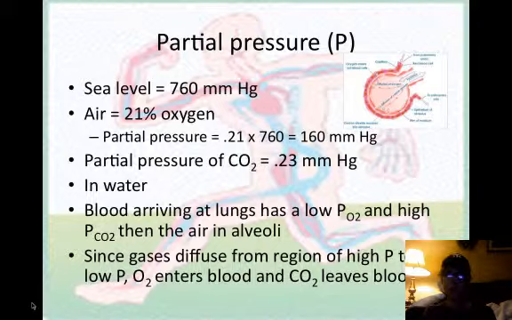So, when we relate this to blood carrying oxygen and CO2, blood arriving at the lungs via the pulmonary artery has a low partial pressure of oxygen and a high partial pressure of carbon dioxide compared to the air in the alveoli. Since gases diffuse from regions of high partial pressure to low partial pressure, oxygen enters the blood and CO2 leaves the blood.